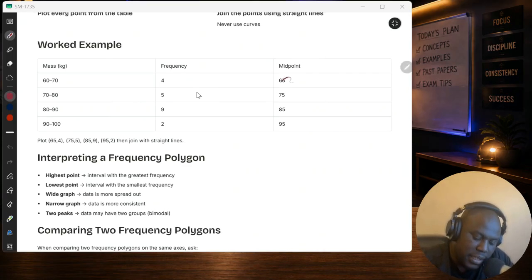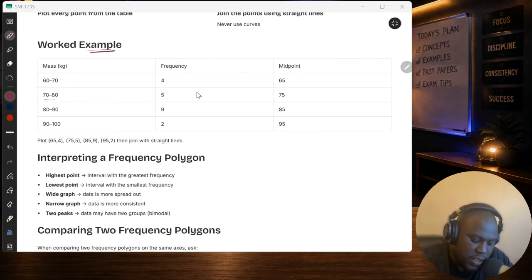So remember, I said it's the midpoint that we all want. So midpoint will be the midpoint of the interval. What you're going to do is, they'll give you a table, like this one. Then they'll tell you the mass. They'll tell you the people that we had that were between 60 and 70 kgs were 4. Frequency tells you the number of people, or number of things.